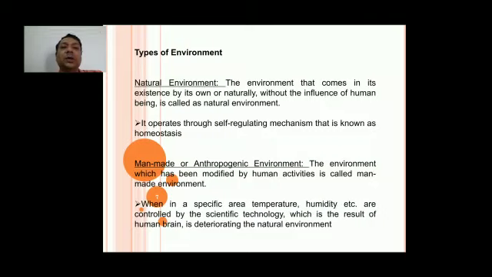When in a specific area, temperature, humidity, etc. are controlled by scientific technology, which is the result of the human brain, it is deteriorating the natural environment. As we are seeing nowadays, we are sleeping at night in ACs, so they give comfort to all of us, but indirectly they are creating a man-made environment and finally polluting our environment in one way or another.